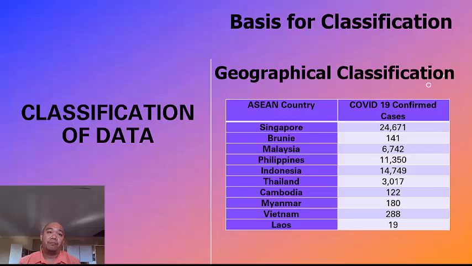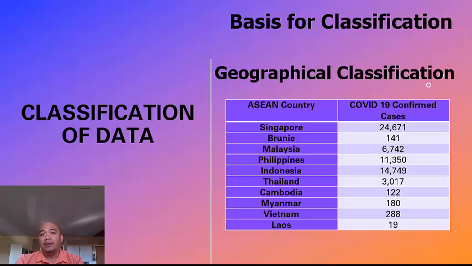Another topic is classification of data. There are several ways to classify data. One, geographical classification. In geographical classification, the data are classified according to its location.